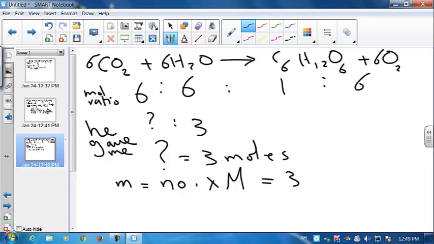3 moles of carbon dioxide react with 3 moles of water. And these 3 moles of carbon dioxide have a mass of 3 multiplied by the molar mass of carbon dioxide, which is 44: 16 times 2 plus 12. So 3 multiply 44 equals, do it with me, 132 gram, because he wants the mass.